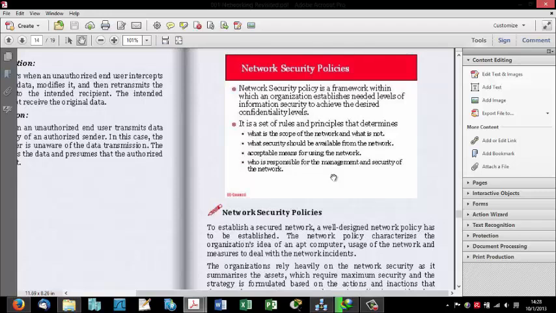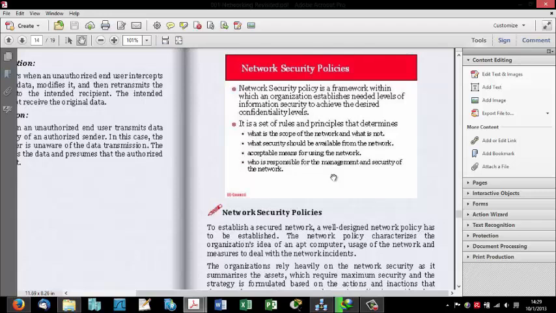Is it acceptable? Acceptable usage must be clear before giving access, otherwise there would be no policy. Who is responsible? Management and security of the network are a very important thing. So these are the things which come under the scope of the network security policy.